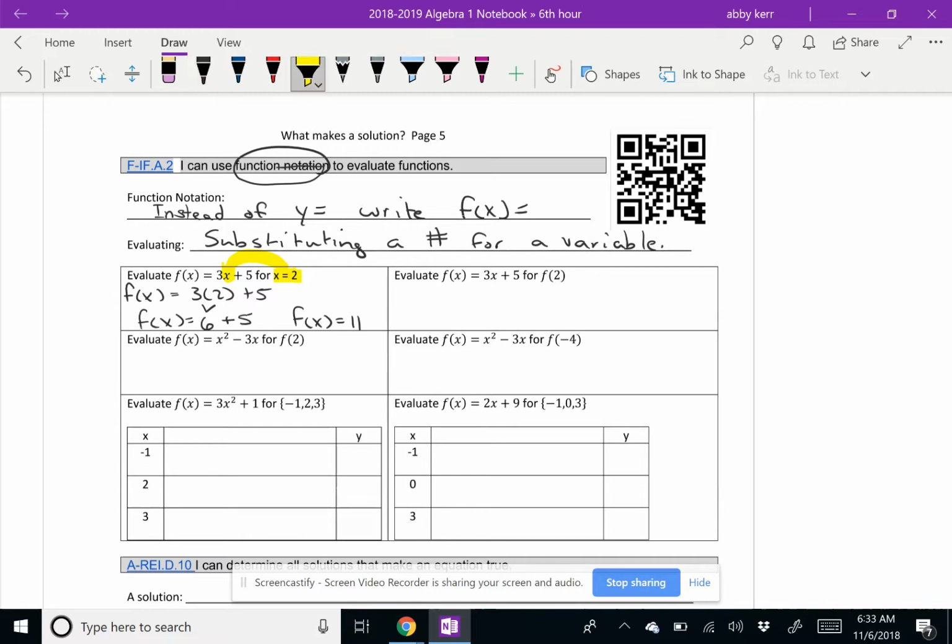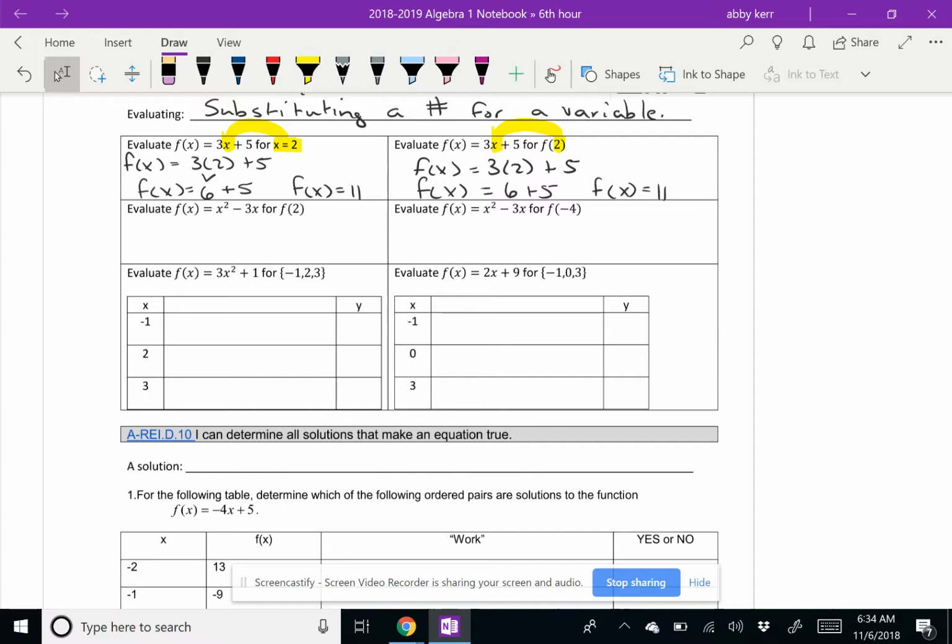Now you do the same thing for this problem, but the x is already inside. So all you have to do is plug it into the equation's x. And you're going to notice you're going to output the same number because it's the same problem. Now this says f of 2, so wherever you see an x, even if you see it 2 times, you're going to input it both places.